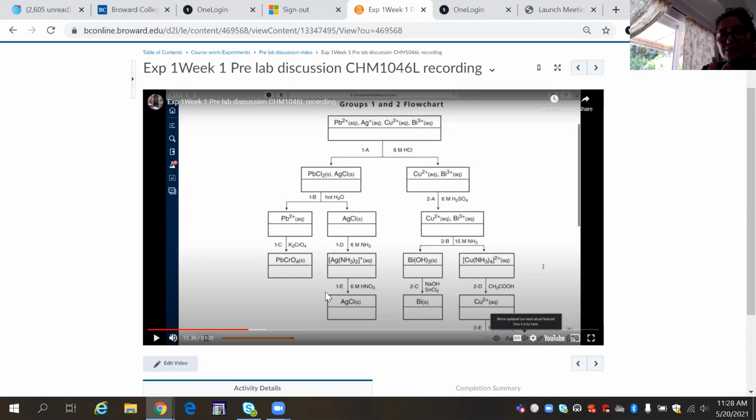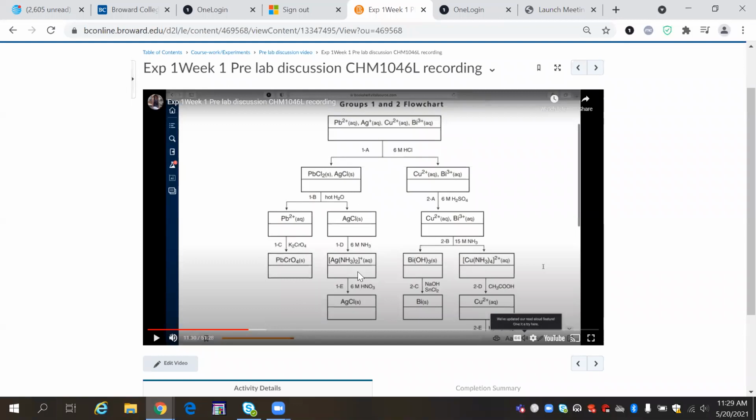Can you tell me, based on the chart, what would you do to confirm that you have AgCl or Ag+, silver ion? What is happening when you have the solid? Lauren, go ahead. Yeah, you would add ammonia.